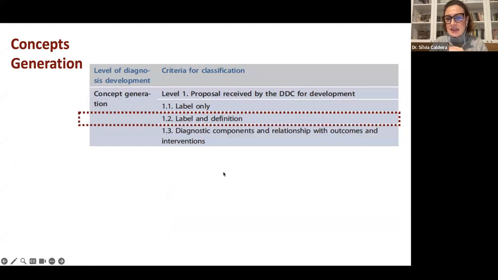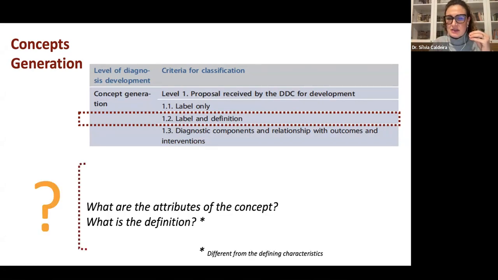If we look at the second, you should have the label and definition. As you can see, it's not an incomplete nursing diagnosis, but it is a way of starting to compose a nursing diagnosis. When we think of 1.2, the questions are, what are the attributes of the concept? What is the definition? So in 1.1, you just need to have the name.